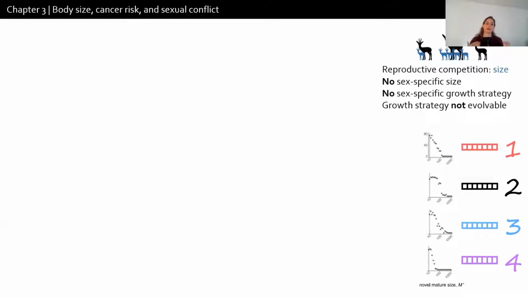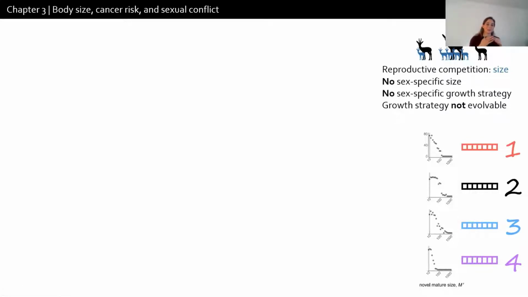So the baseline result I'm going to show you now is when reproductive competition was settled by size. What I mean by that was probability of reproducing in both males and females depended on size, and large size was favored. And then I assumed there was no sex specificity in neither size nor growth strategy. So both sexes express the same size and same growth strategy. And growth strategy refers to this set of 7 traits that I talked about before. And the growth strategy was not evolvable.